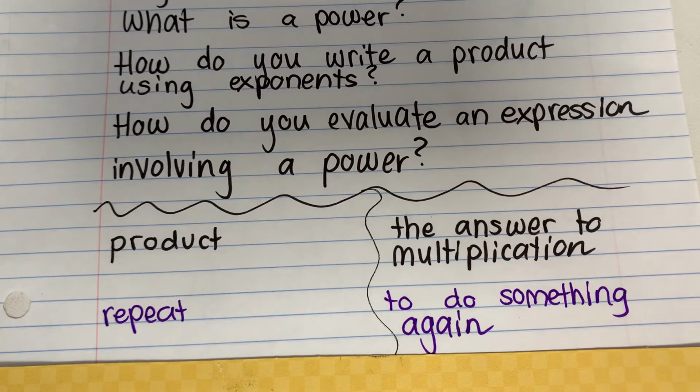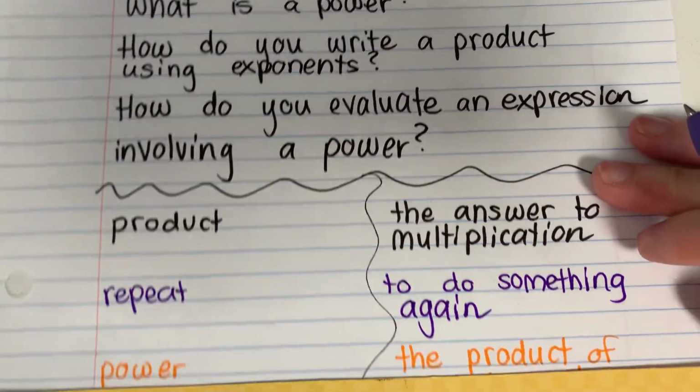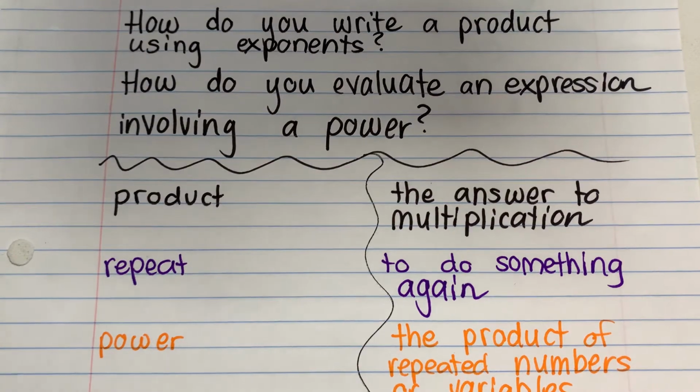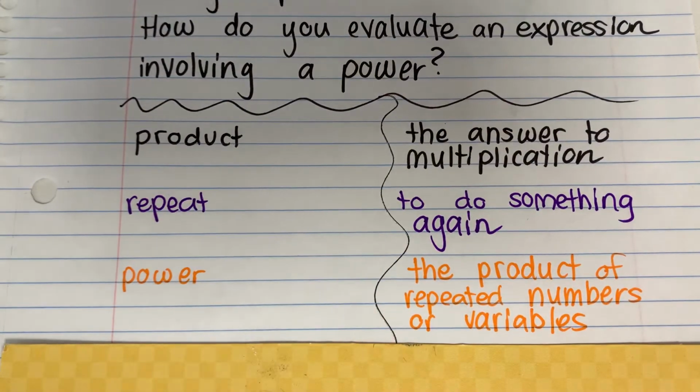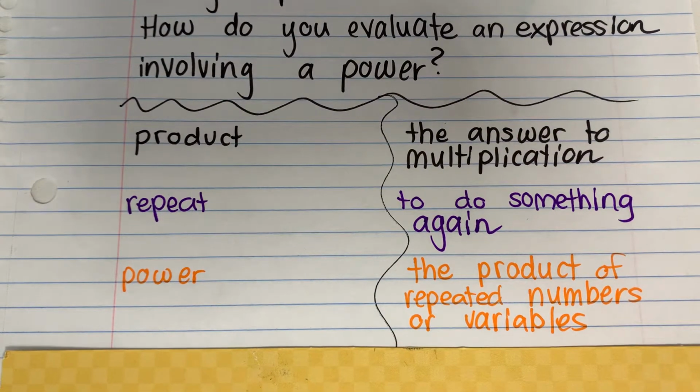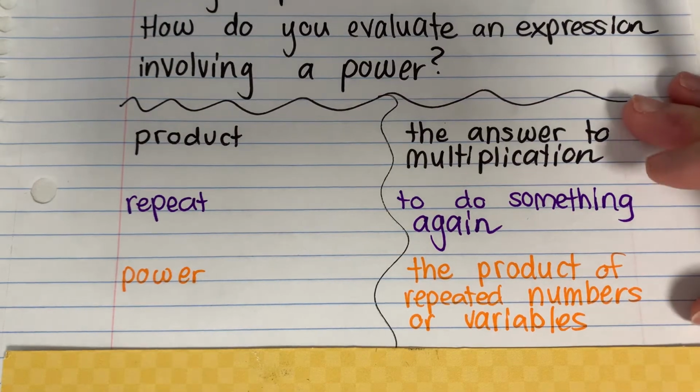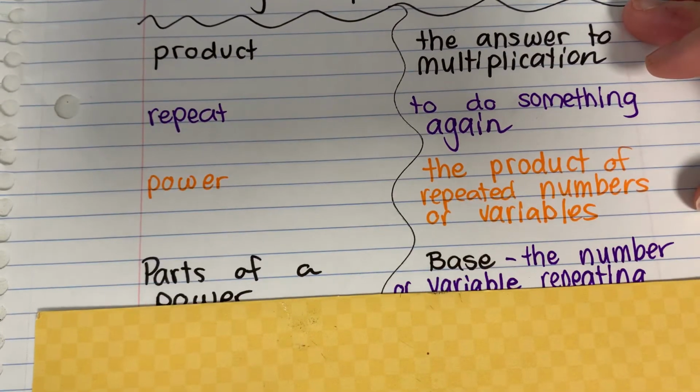Repeat. If you repeat something, you do it again and again and again. If you repeat a number, 2, 2, 2, 2, 2, that's repeating. A power. Okay, it's going to look confusing in words, but we're going to look at an example which will make more sense. It is the product of repeated numbers or variables. So we're going to be multiplying the same number or the same variable over and over and over again.